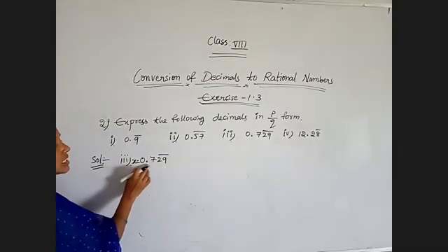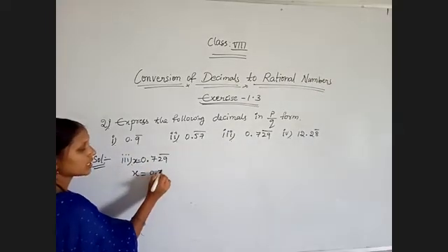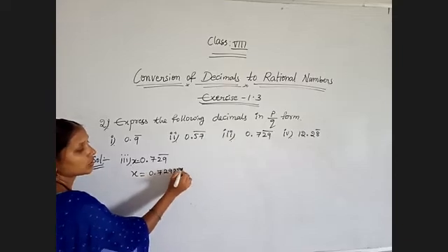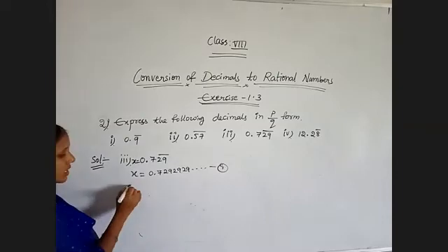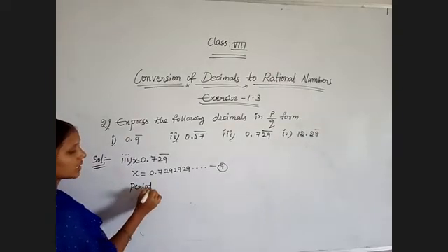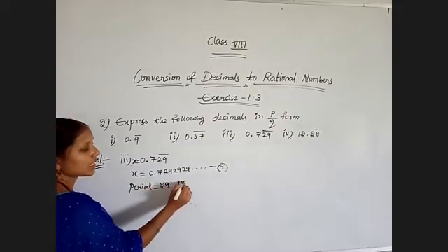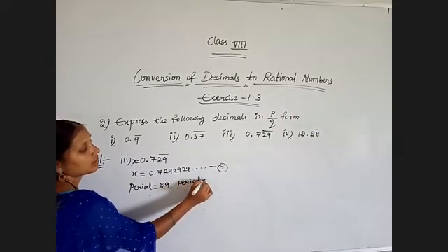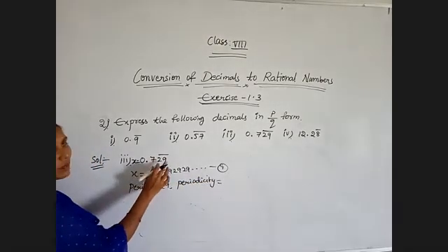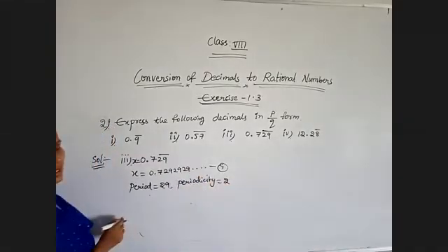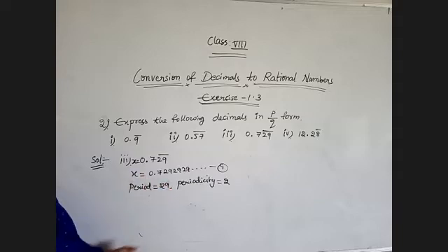So let x is equal to 0.729 bar. So that is x is equal to 0.729, 29, 29 and so on. So that is equation 1. Now what is the period of this number? Which number are we repeatedly getting? That is 29. And what is the periodicity? How many digits are repeating? 2 and 9 means 2 digits. That is 2. So what we have to do? Because periodicity is 2, we need to multiply with 100.